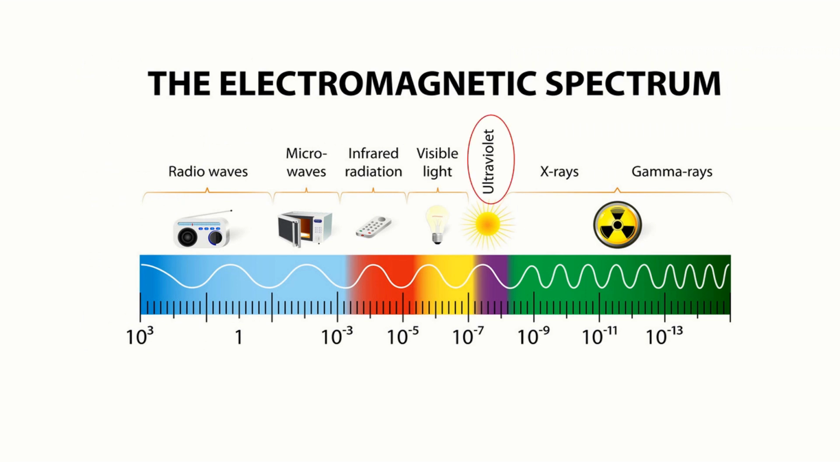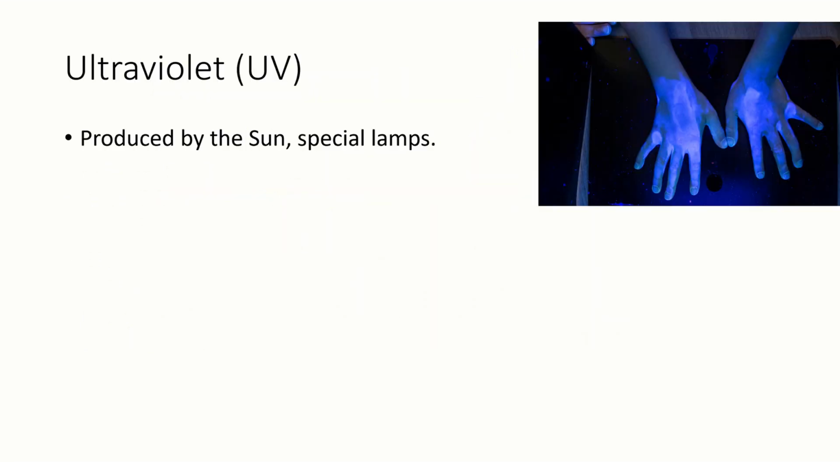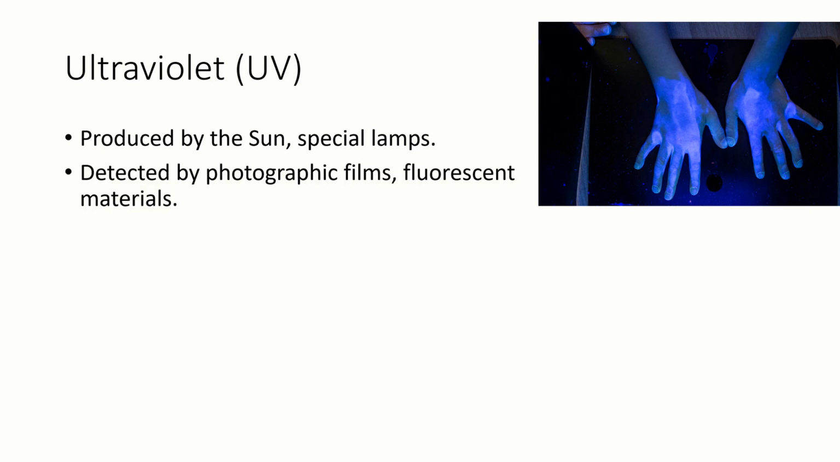Ultraviolet, produced by special lamps, by the sun, can be detected by photographic films or fluorescent materials. The image shows a child's hands covered with a fluorescent paint. Many people mistakenly think that they can see ultraviolet because of this effect. In reality, the paint absorbs the ultraviolet and gives out visible light. The waves are tiny, about the length of a molecule.